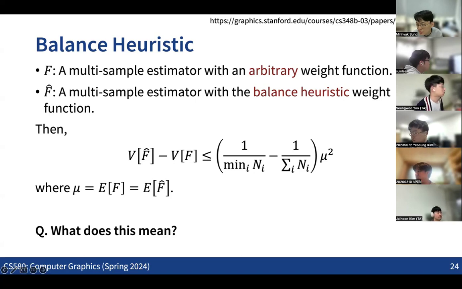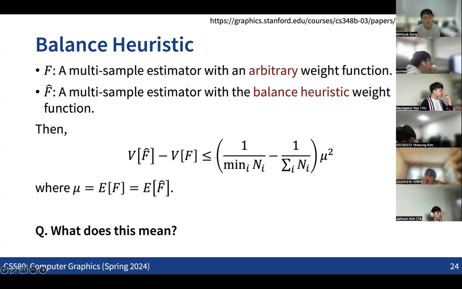So this does not mean that the variance of the f hat is smaller than the variance of the arbitrary estimator f. Actually, it should be bigger or the same. So actually, what we can see from this is that this does not say that the variance of the f hat is smaller than the variance of the f. But it's actually basically the estimator with the arbitrary weight function.